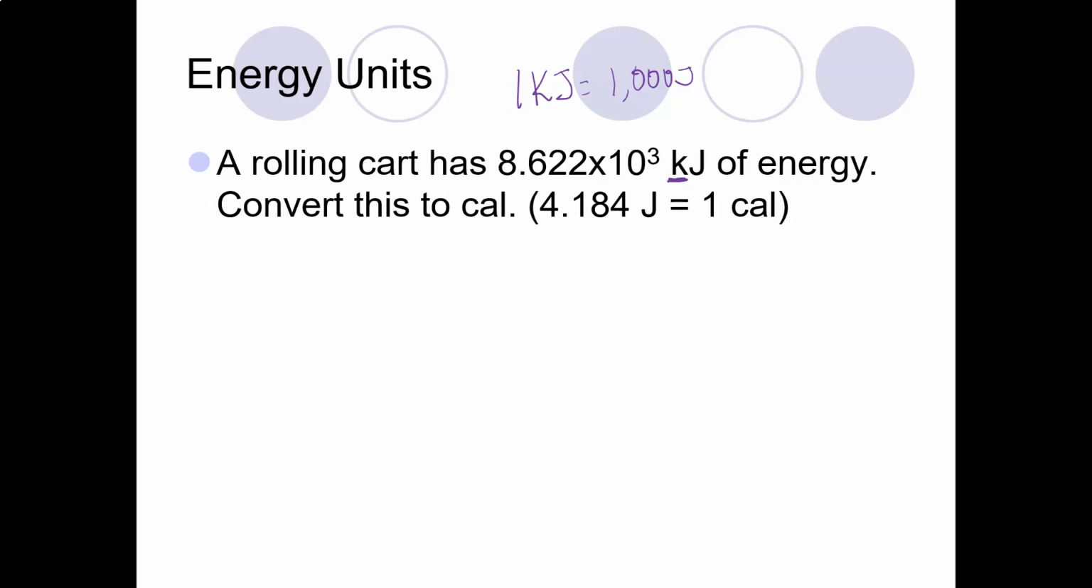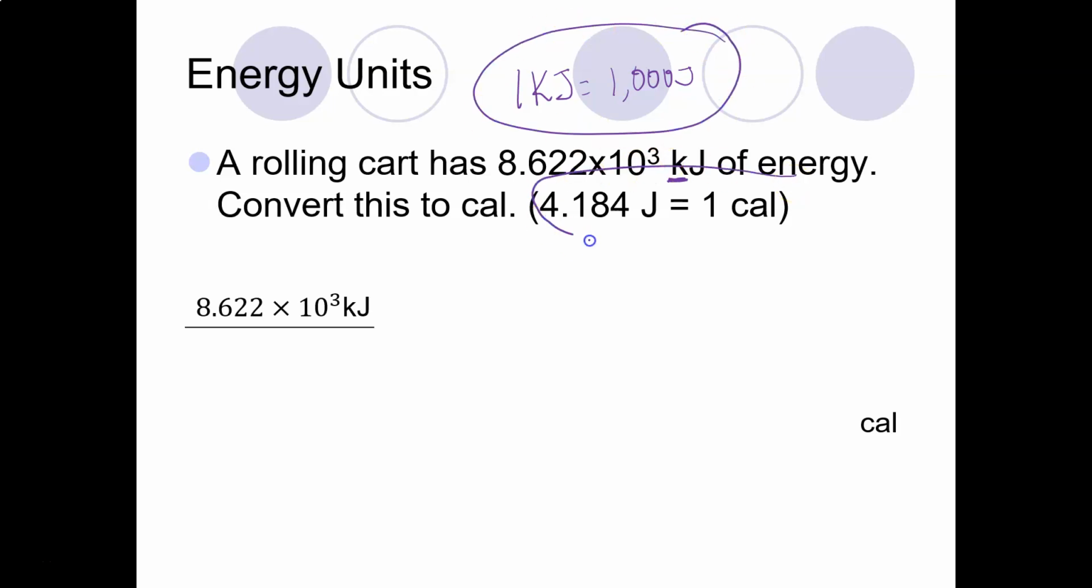So now we've got to go through our process of doing our dimensional analysis. We need to decide what unit we are solving for. Well, it says convert this to calories, so calories. Well, what are we starting with? Well, the measurement they made was 8.622 times 10 to the third kilojoules, so that's what I'm starting with. And I have 2 unit factors, this one and this one. Which one do you think I'm going to start with? Unit factor 1 or unit factor 2?